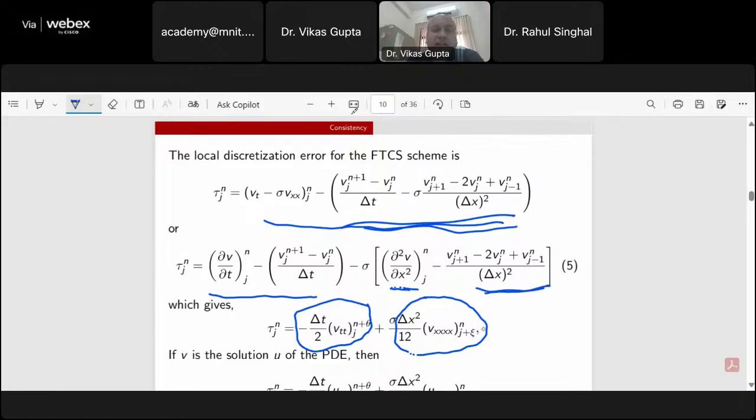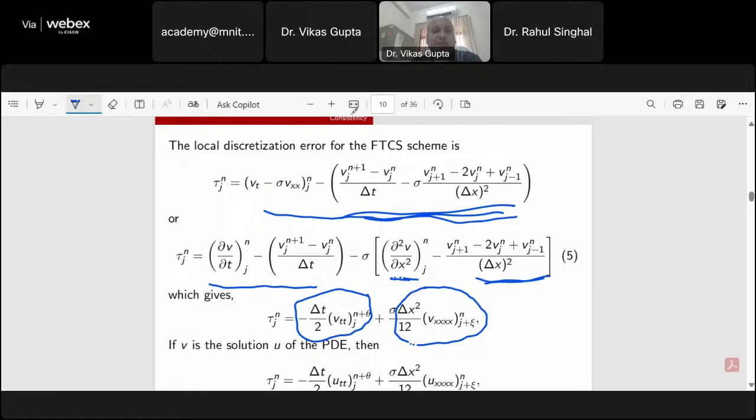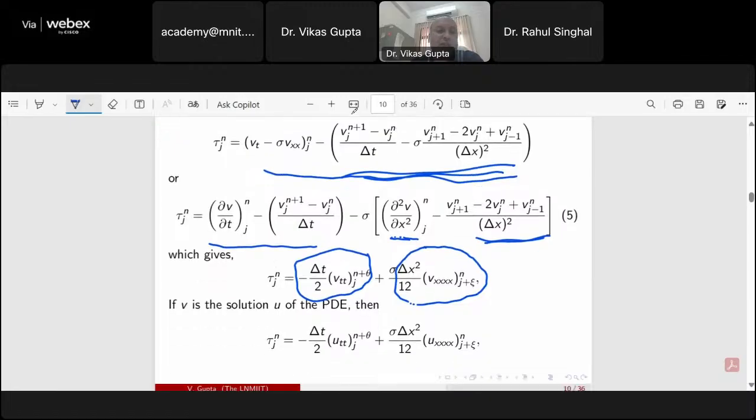So overall the truncation error we obtain is tau_j^n equal to minus delta t by 2 V_tt at j, n plus O(delta t square), plus sigma delta x square upon 12 V_xxxx at j, n, where sigma is the thermal diffusivity as we discussed. Now, if V is the solution U of the given PDE, then the truncation error term will take that form. So that is the truncation error or local discretization error estimate for the FTCS scheme for the heat conduction problem.